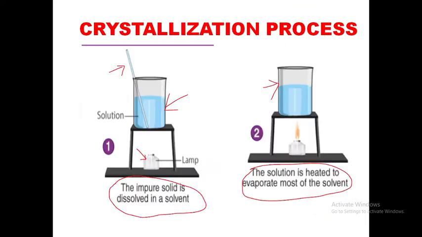Crystallization process, step number 1. The impure solid is dissolved in a solvent to make a solution. The apparatus required here are a beaker, a stirrer, and a lamp. This is step number 1.